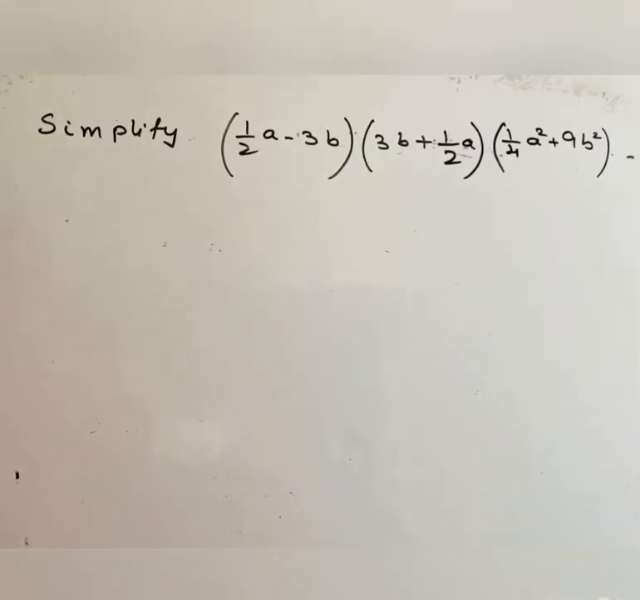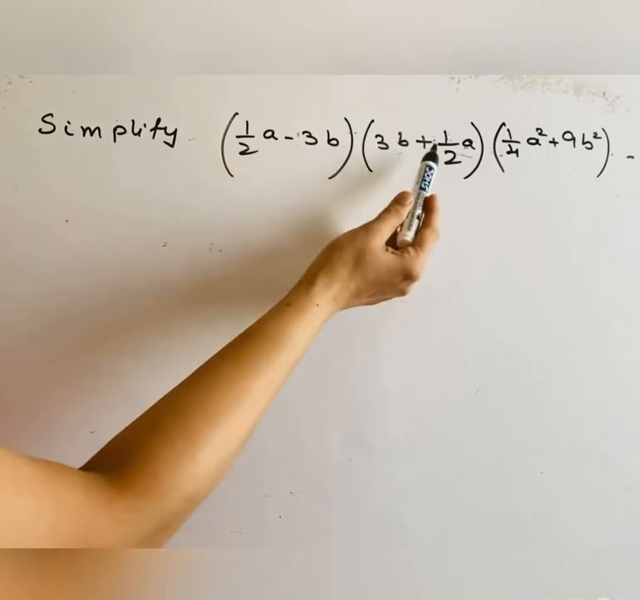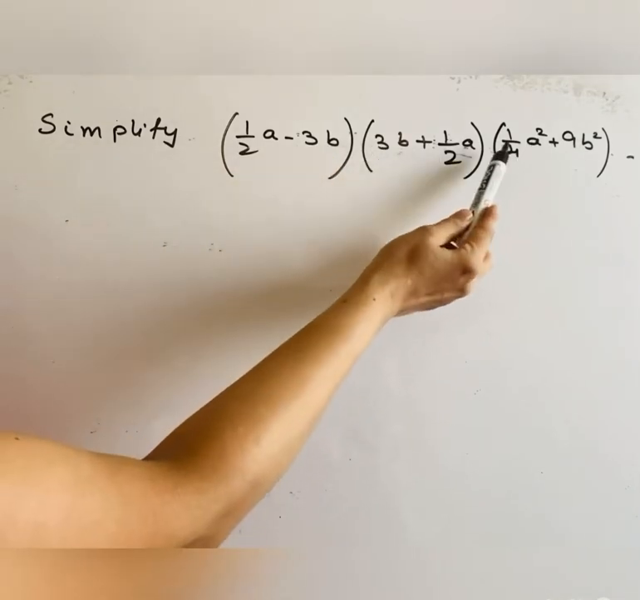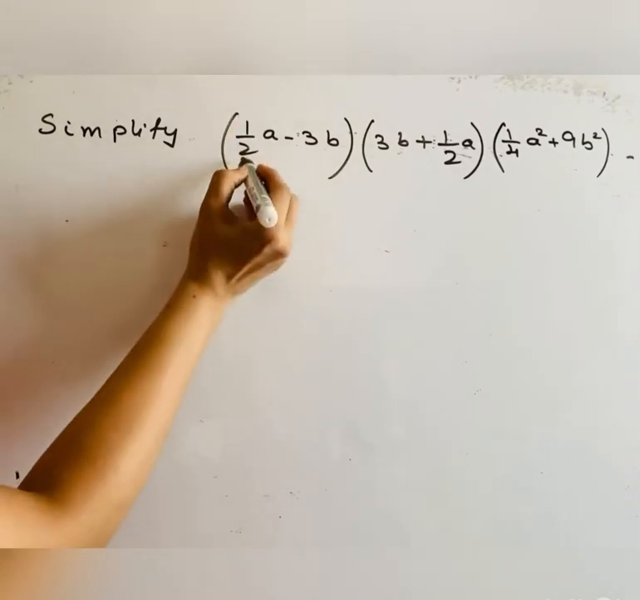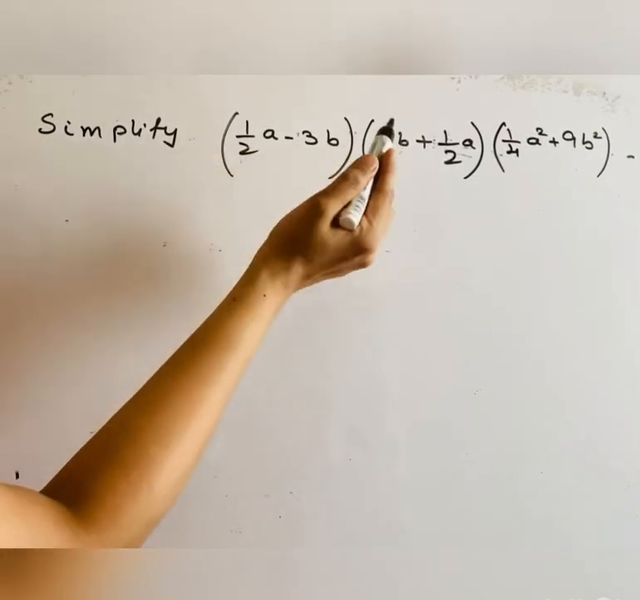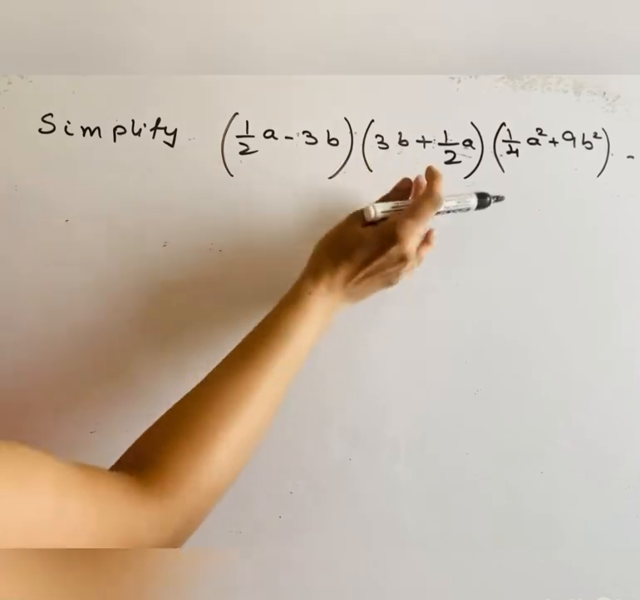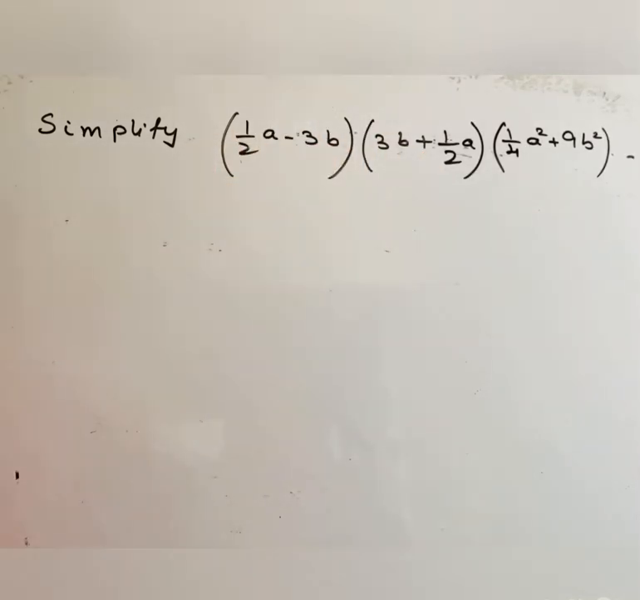Now we have to simplify this equation: (1/2 a - 3b)(3b + 1/2 a)(1/4 a² + 9b²). Now if we see it minutely, we will see that these two terms in these two brackets, that is 1/2 a - 3b and 3b + 1/2 a, we have got these two terms same, only the sign is different in the middle.